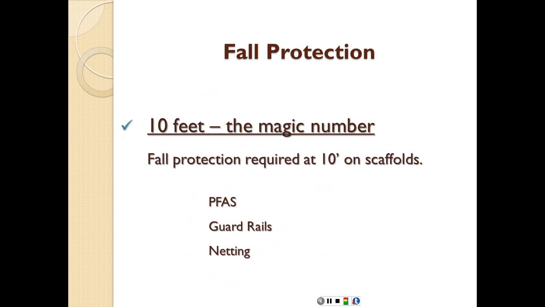In case of scaffolds, remember, in general, for fall protection, our magic number was 6 feet. In case of scaffolds, since we're going to have either PFAS or guardrails, then the number is increased to 10 feet, because usually scaffolds are going to be needed for more than 6 feet. So the fall protection is going to be required at 10 feet on scaffolds, either PFAS, personal fall arrest system, or guardrails, or netting. You might have a safety net.